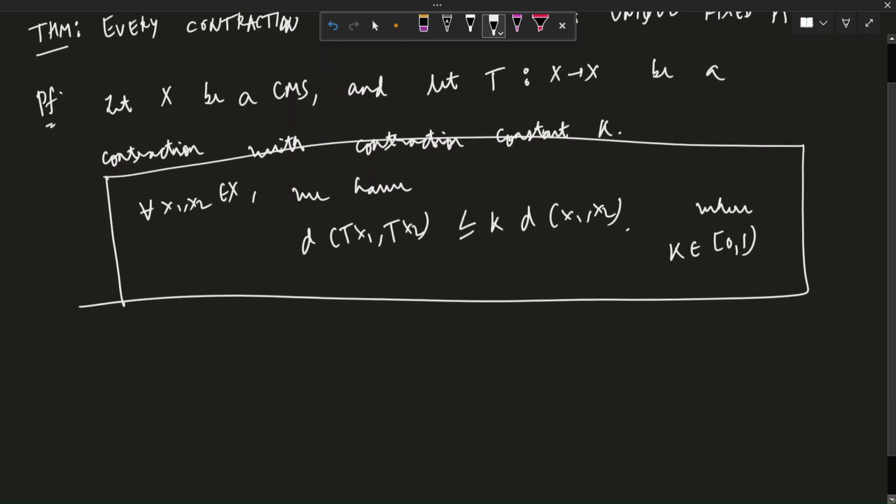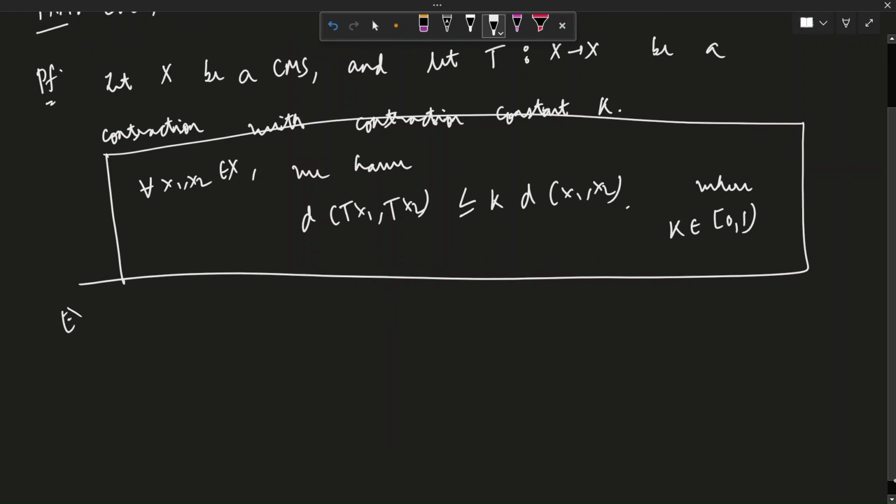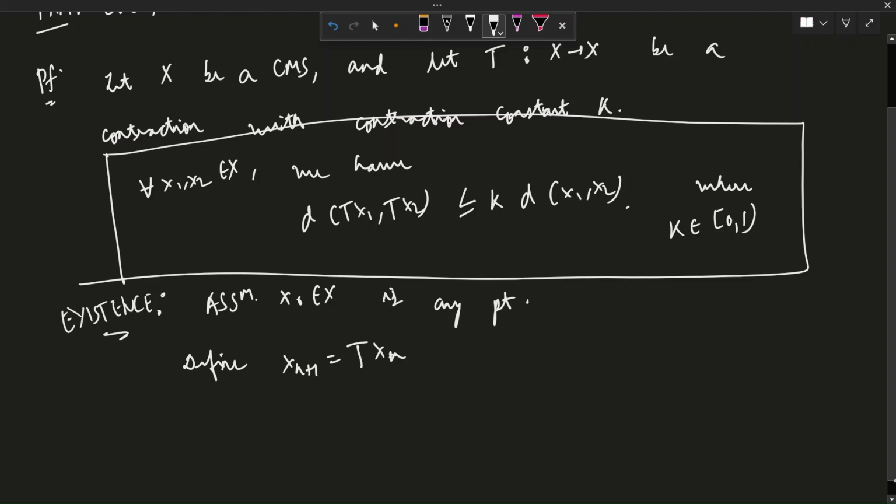So let's first attack the existence part of the proof. And this is amazing. We have to use all the tools that are given to us. We have to use the fact that we're working in a complete space. So what I will do is assume x0 in X is any point. So we begin with any point in the space, and I will define a sequence recursively by applying the transformation T on the previous term, x_{n+1} = T(x_n), for all n greater than or equal to 0. Thus, x_n is a sequence in X.